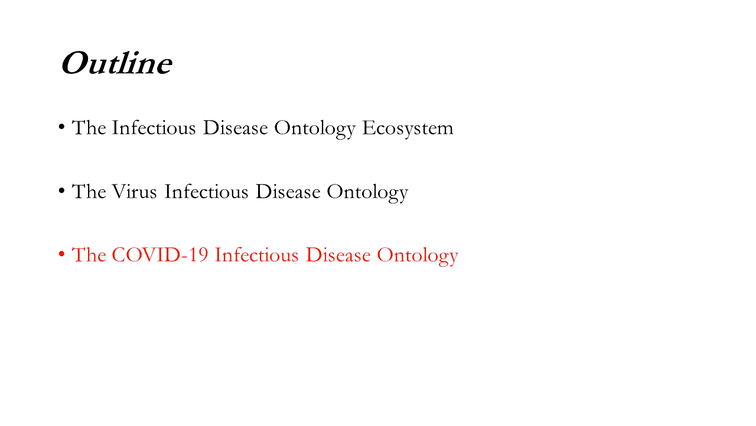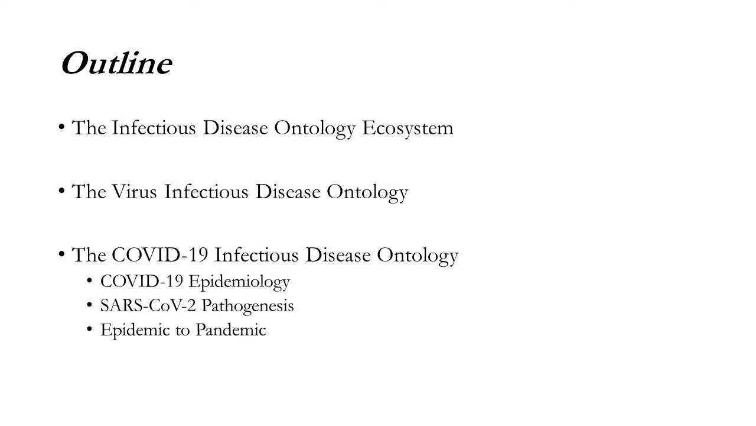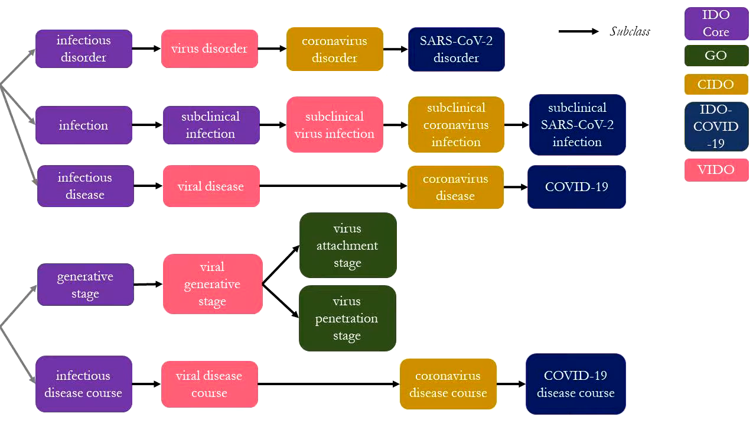We'll hop over here to the COVID-19 Infectious Disease Ontology, the development of which was motivated by, of course, the present pandemic. And we will cover epidemiological pathogenesis and epidemic to pandemic aspects. Here you see a different diagram, also illustrating a wide range of classes from various ontologies, not just from IDO-COVID-19, but VIDO, CIDO, Gene Ontology, and IDO Core. We'll talk through several of these.